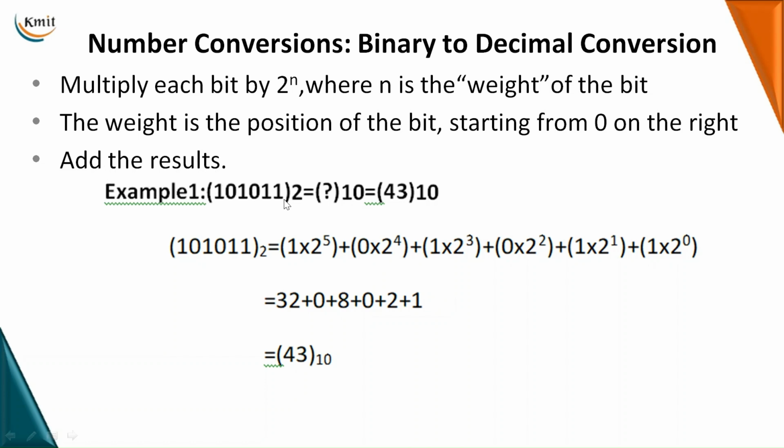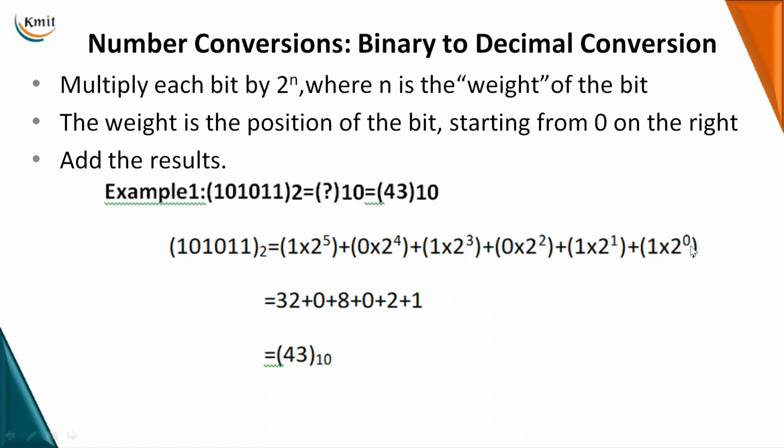So 101011 is a binary number. I have to convert it into decimal form. If you take this number, the weight starts from the right: 2 power 0, 2 power 1, 2 power 2, 2 power 3, 2 power 4, 2 power 5. I have to multiply each bit with its weight. So 1 into 2 to the power of 5, plus 0 into 2 to the power of 4, plus 1 into 2 to the power of 3, 0 into 2 to the power of 2, 1 into 2 to the power of 1, 1 into 2 to the power of 0.